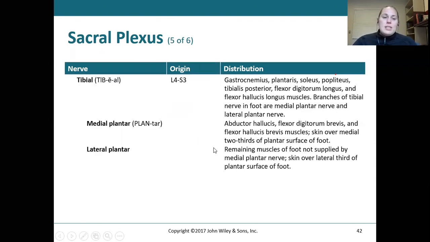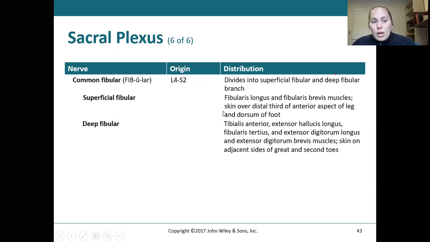So we talked about your tibial, your fibular nerves, your superficial fibular, so your fibularis longus and brevis, your deep fibular, tibialis anterior, extensor longus. Again, all part of the nerves for the sacral plexus.